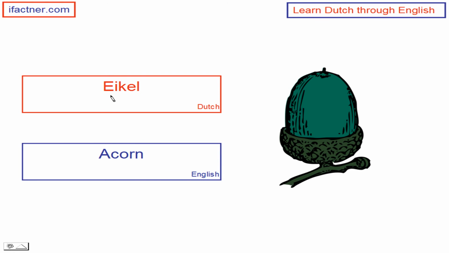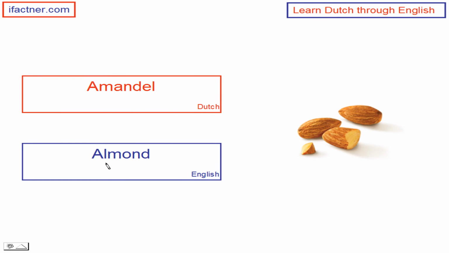Acorn, eikel. E-I-K-E-L, eikel. Almond is called amandel. A-M-A-N-D-E-L, amandel.